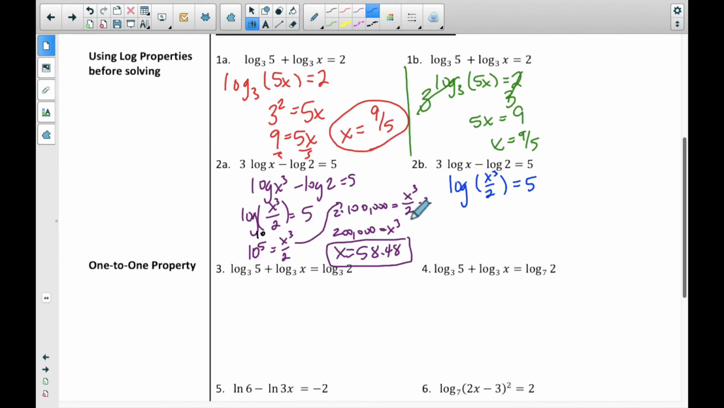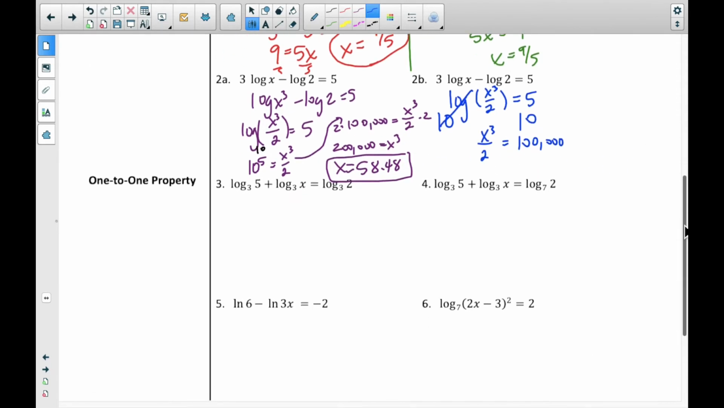If I exponentiate, I'm going to exponentiate with a 10 because this is log base 10, even though it doesn't say 10. Log base 10 and 10 are inverses of each other, so they cancel. That leaves me with x to the third over 2 on the left-hand side and 10 to the fifth on the right-hand side. Once again, I'll multiply times 2, I'll take the cube root, and I will get that same answer.